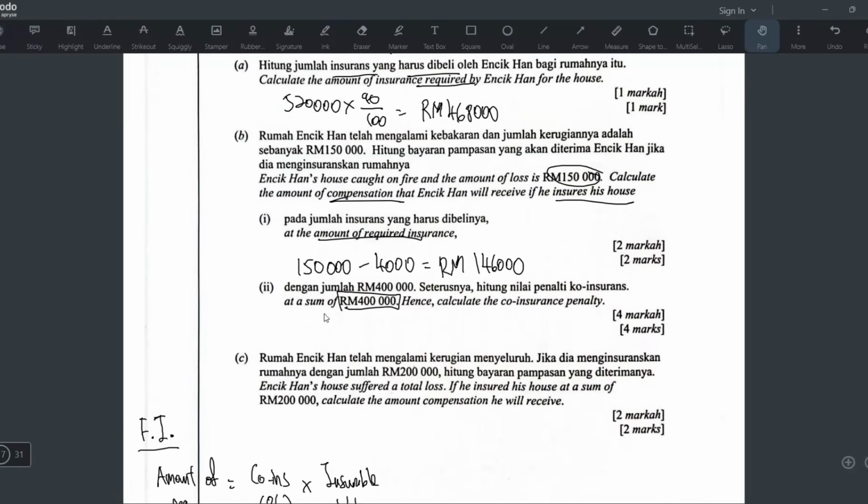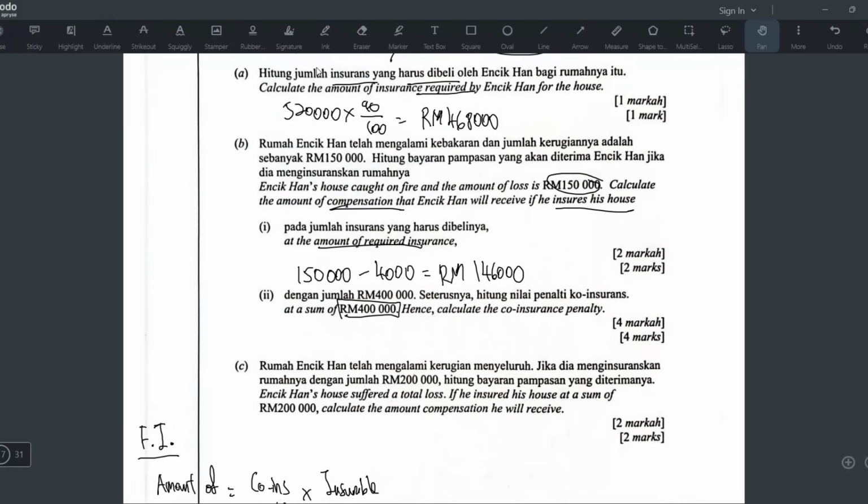So this one is definitely case 2. Case 2 because your insured value is less than the required. You purchase less than the required amount. And then they say calculate co-insurance penalty. Okay, so nak cari dua benda. First nak cari compensation kalau dia beli 400,000 and then lepas tu nak cari penalty.